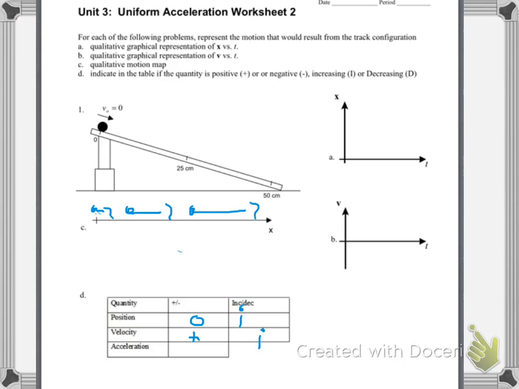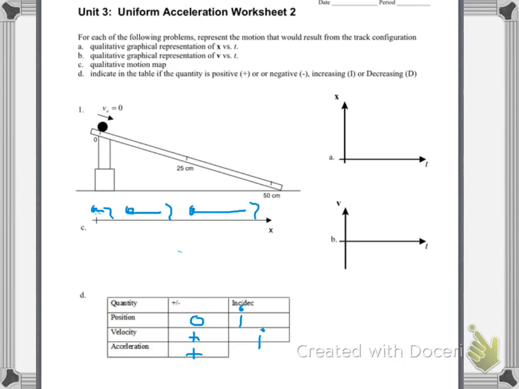The acceleration, if we look at the motion map, the arrows are getting longer and longer to the right. So they're adding on to the positive velocity to make for a positive acceleration because the speed is increasing.